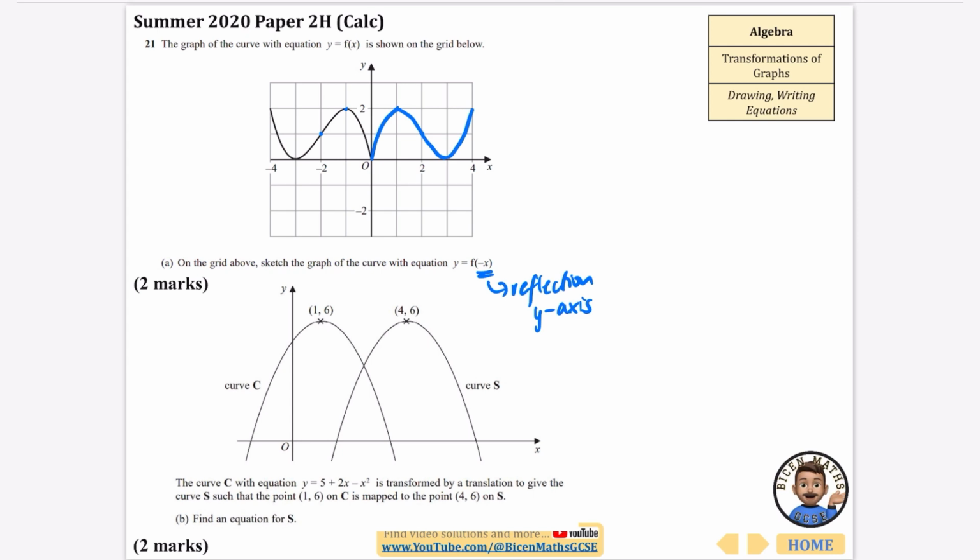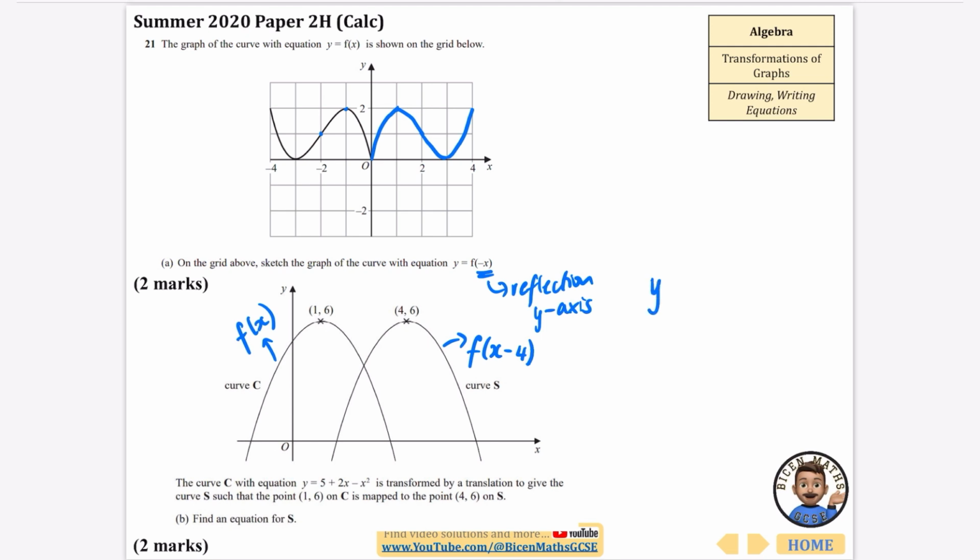We're also going to do some now with writing equations. This little box up here gives you some extra information about the question. It says the curve C with equation y equals 5 plus 2x minus x squared, which is this one here, is transformed by a translation to give the curve S, such that the point 1, 6 is mapped to the point 4, 6. And we're going to try and find an equation for S. So if I called this one here f of x, or y equals f of x, this one has moved 4 spaces to the right. Now that would be f of x minus 4, kind of does the opposite of what you're expecting.